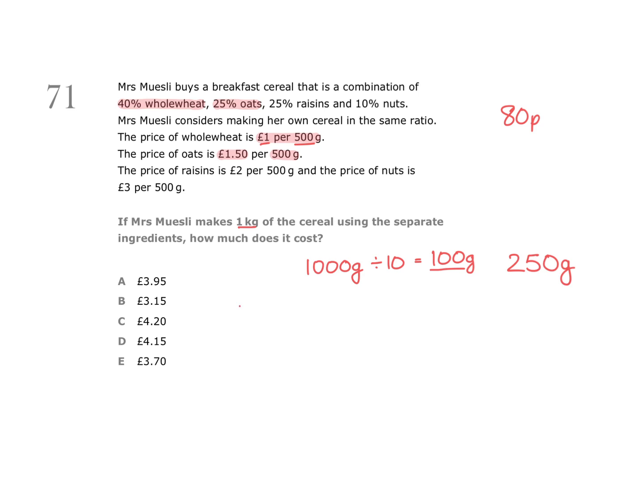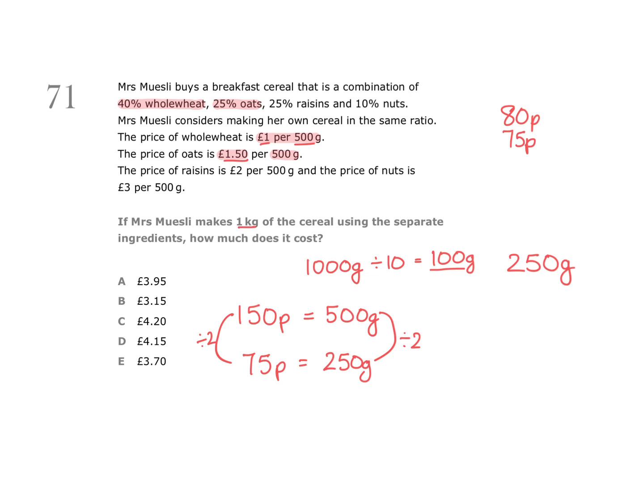We know that the price is 150 pence, it's £1.50 per 500 grams. If I only need 250 grams, then I only need half of this value. So that's 250 grams, and it means, of course, the price will also halve. Half of 150 is 75, so it means the oats will cost me 75 pence.